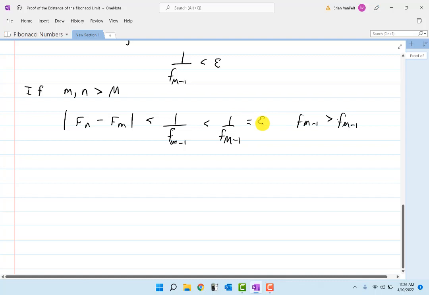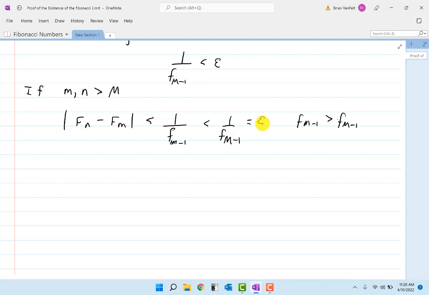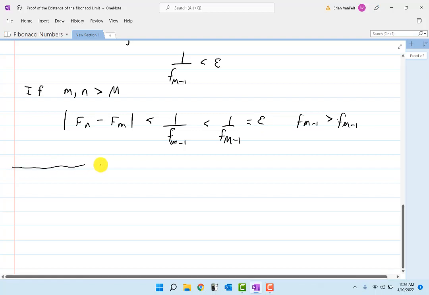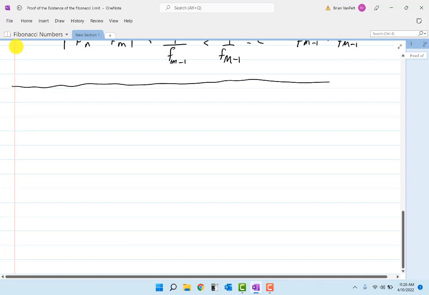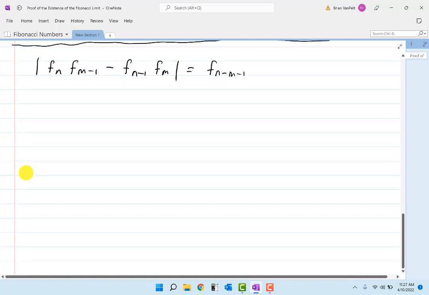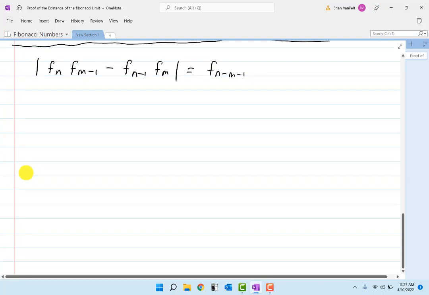And that will do it for the Cauchy portion of it. Now for the other portion, that is my little trick here. This is where f sub n f sub m minus 1 minus f sub n minus 1 f sub m equals f sub n minus m minus 1. The whole proof relies on that particular result. And this is seriously just a matter of manipulation. So I'll show you what I'm talking about.